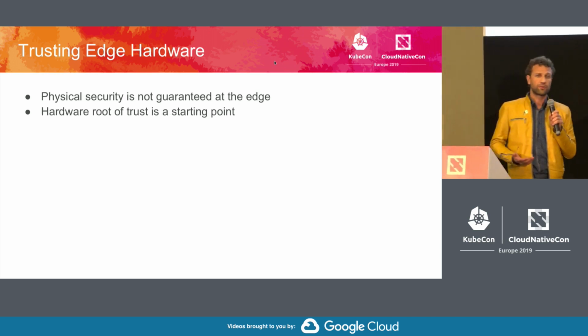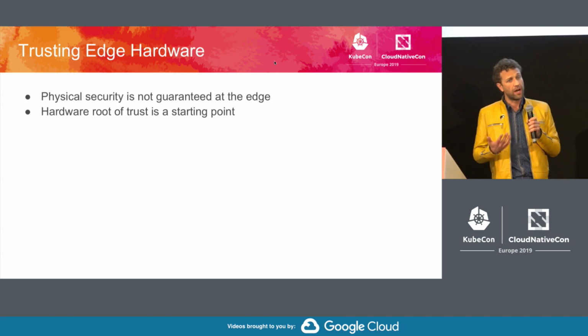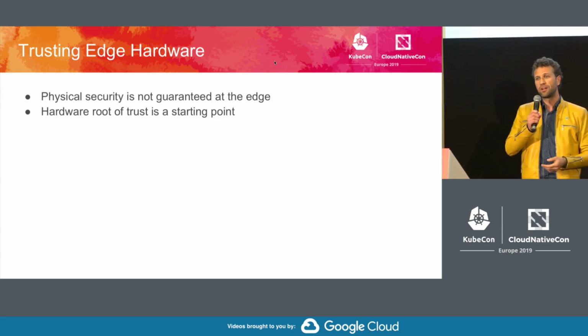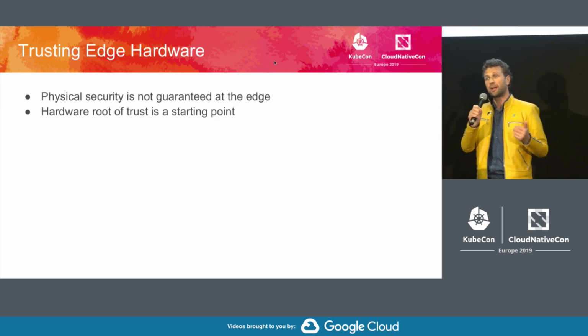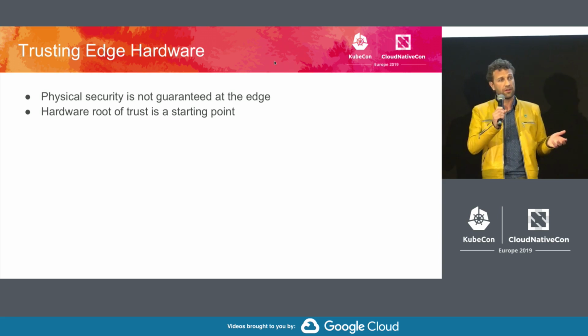So the hardware root of trust is a starting point. For a lot of people, a TPM 2.0 module is kind of the de facto hardware root of trust solution. If I've got that, then everything that's riding on top of that hardware is said to be good.